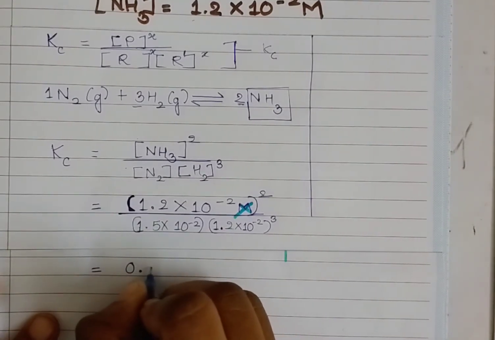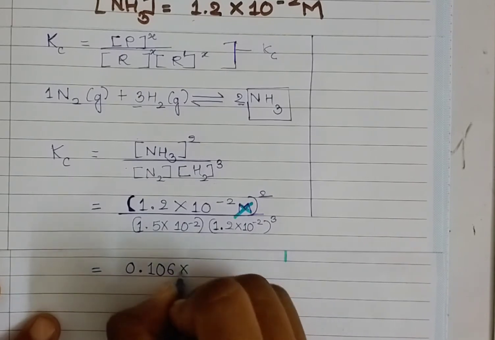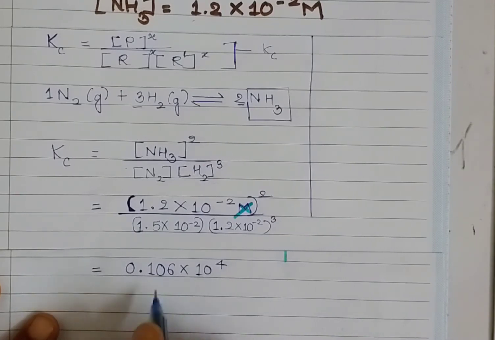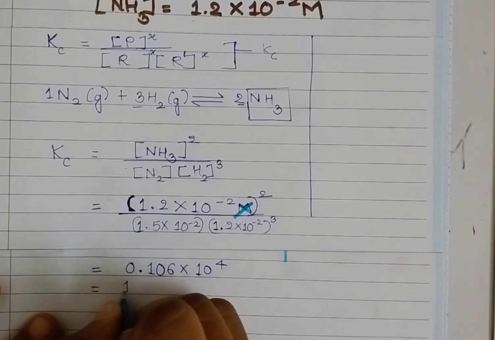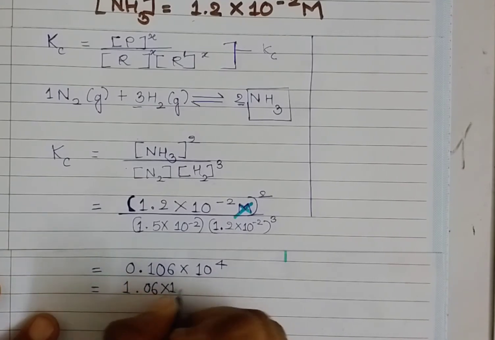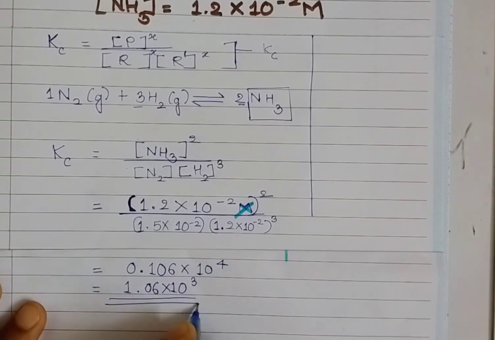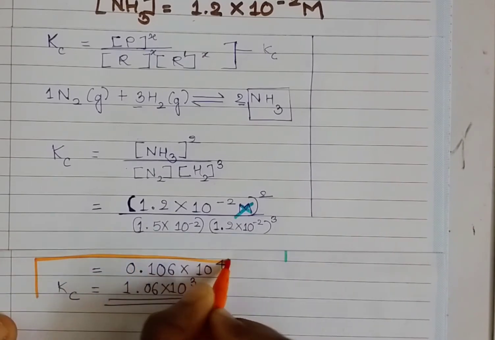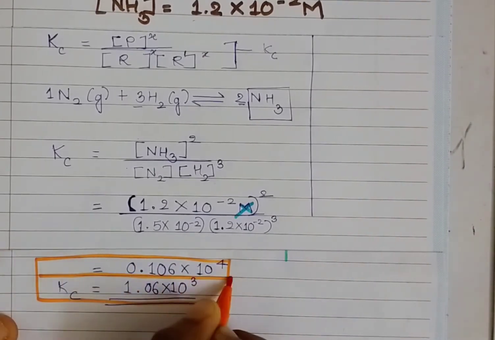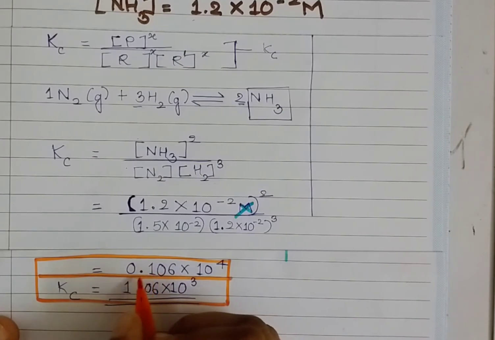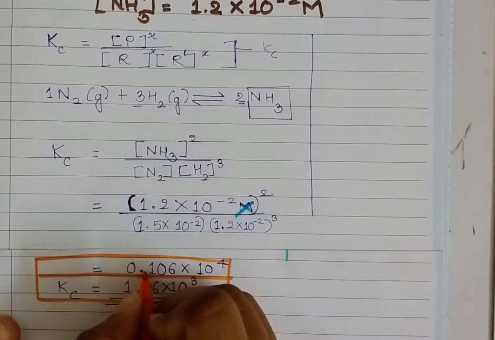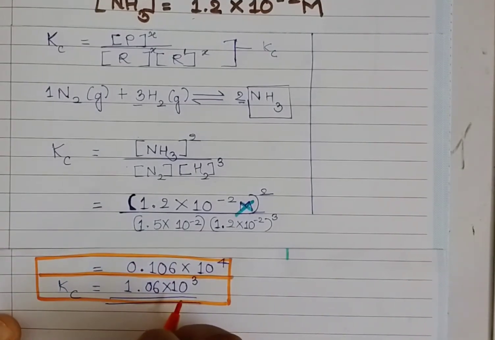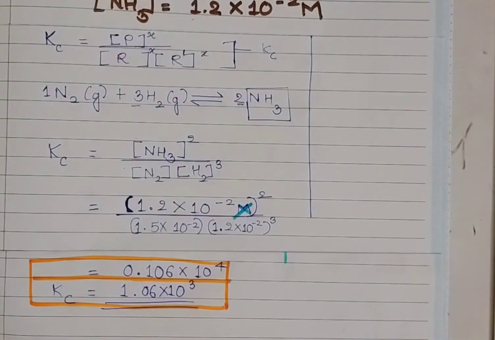That is 0.106 into 10 raised to the power 4. Now let's move on further. We will get 1.06 into 10 raised to the power 3. So this is the value for Kc. I hope you all understood the answer. From this, we just changed the decimal point. We kept 1 point, okay? This is the value for Kc. We got it simply, right?